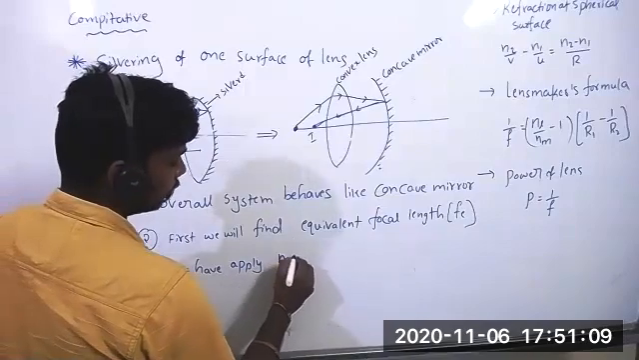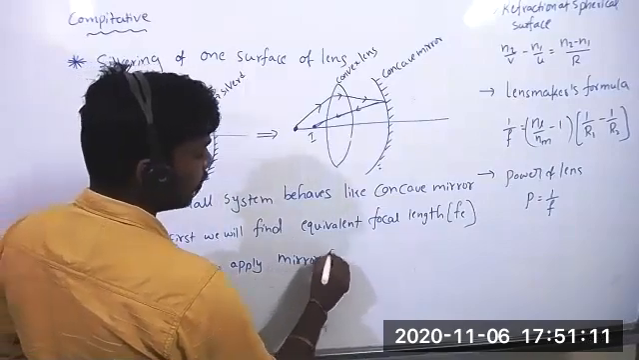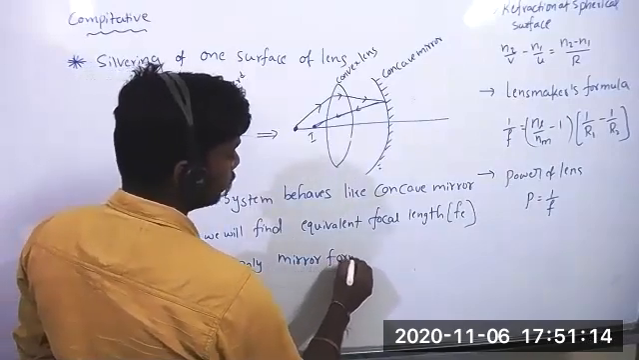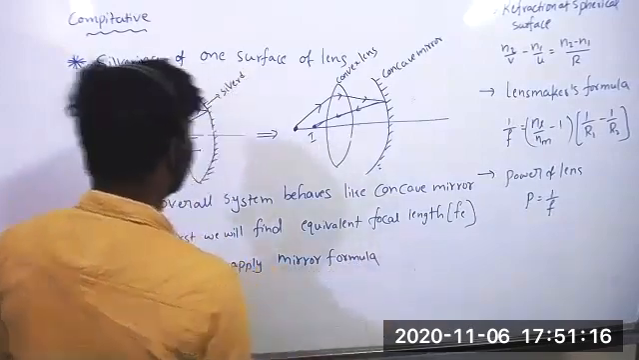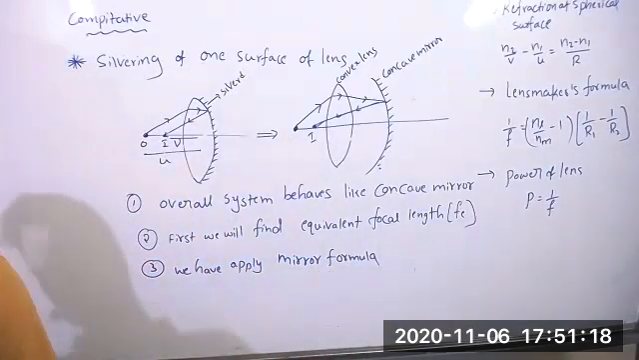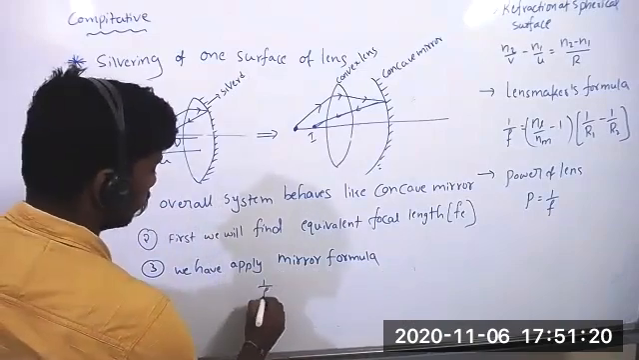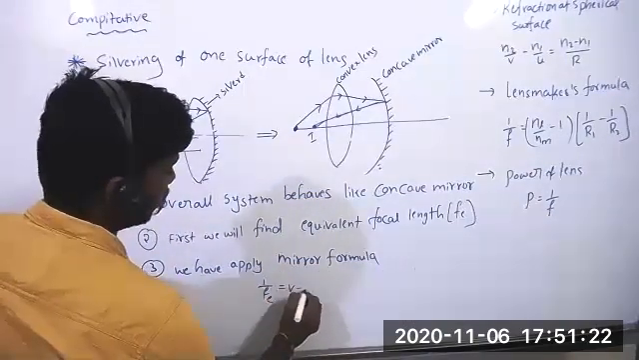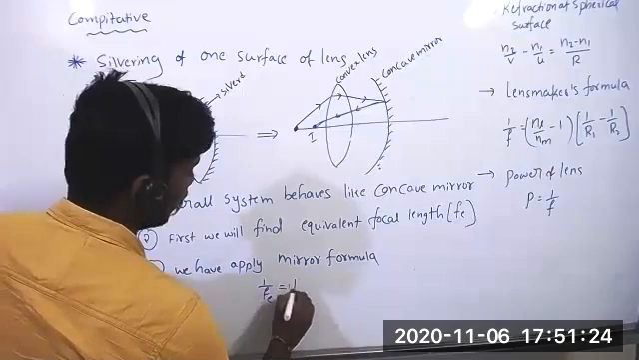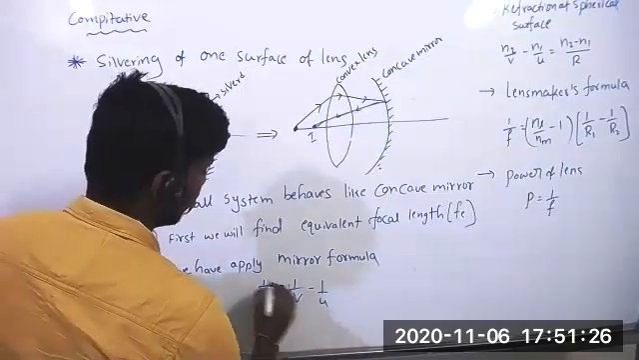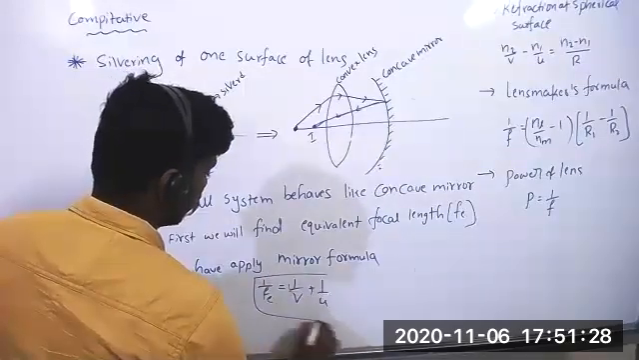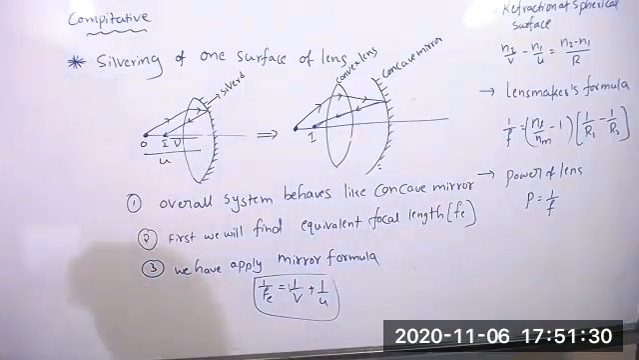the mirror formula. Why do we have to apply the mirror formula? Can you say why we have to use the mirror formula here? Because the lens acts as the mirror, sir. Yes, totally. This total system acts as a mirror. So we have to use the mirror formula.